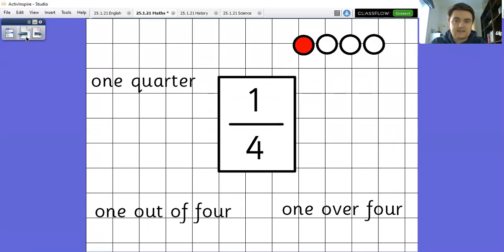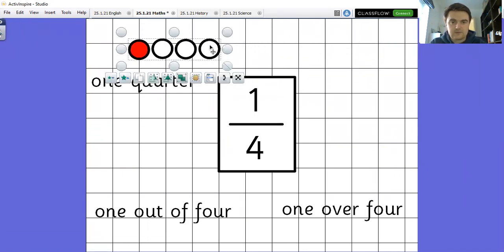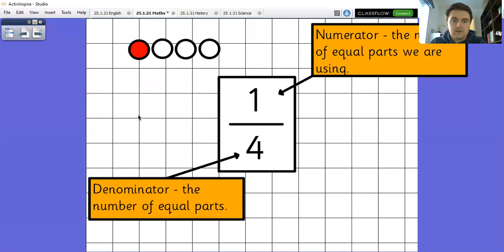So if we look back at our 4 dots, let me move these over here and then copy them across. We can see that the denominator is 4. So that's the number of equal parts that these 4 balls have been split into. And then the numerator is the number of equal parts we are using. So we've counted 1 out of the 4 parts altogether. So that is what the numerator and the denominator mean. That's what they stand for. And the quicker that you start to understand that, the easier all of this work on fractions becomes.